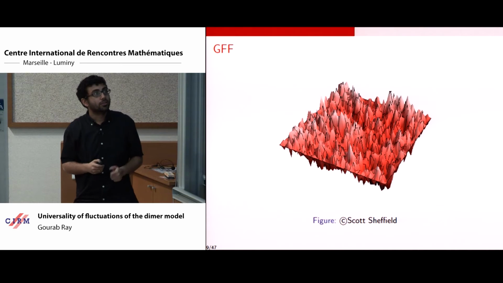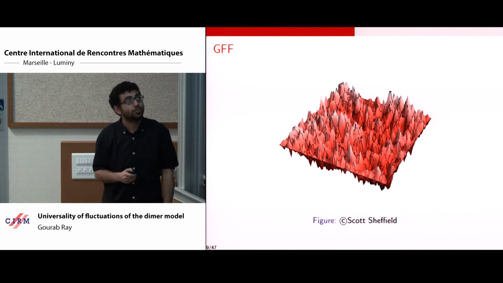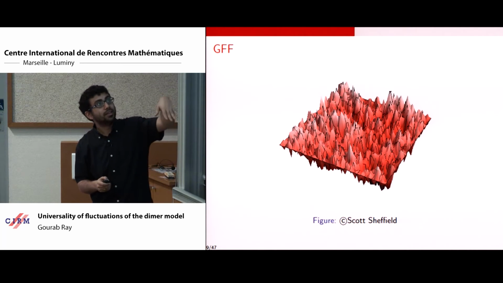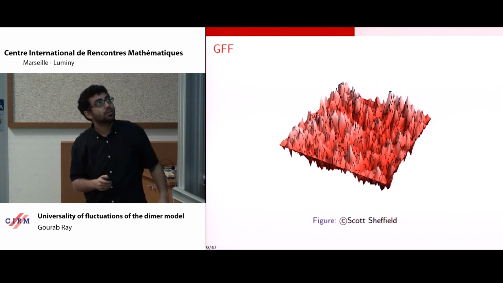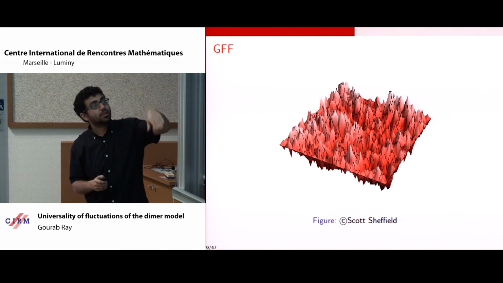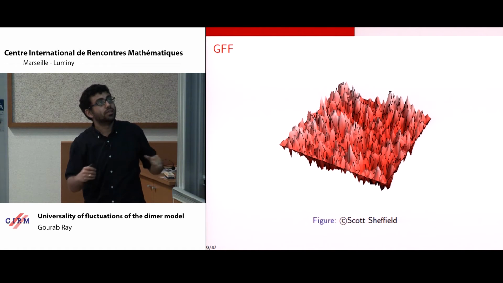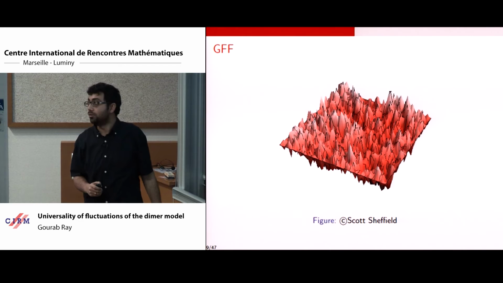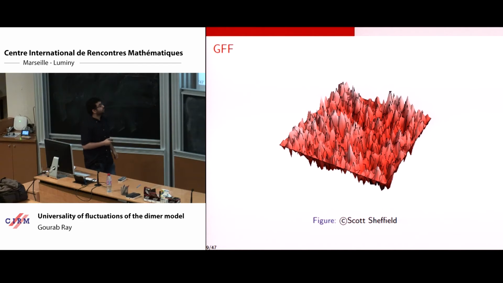Okay, so here's a simulation of the GFF due to Scott Sheffield. You can see it's very rough. It's a discrete approximation. However, the peaks are going to blow up as you let the approximation go to zero. So that's the universal field, and what we want to do is take a dimer model and show that the fluctuations behave like this in the limit.